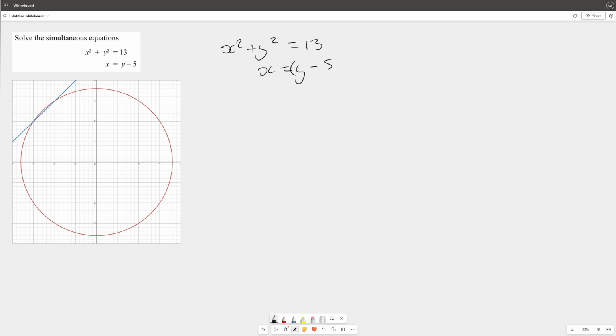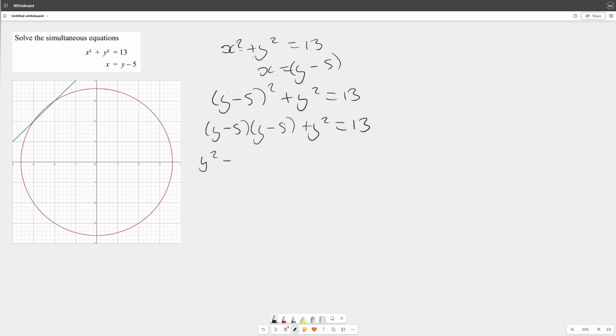So I'm going to go straight ahead here and put brackets around this y minus 5, and I'm going to substitute my new x, being y minus 5, into my x in the first equation. So I'm going to have y minus 5 squared plus y squared equals 13. I can expand this to be y minus 5 times y minus 5 plus y squared equals 13. I can expand these double brackets to be y squared, then minus 5y minus 5y, so minus 10y, and then minus 5 times minus 5 is plus 25, plus y squared is equal to 13.